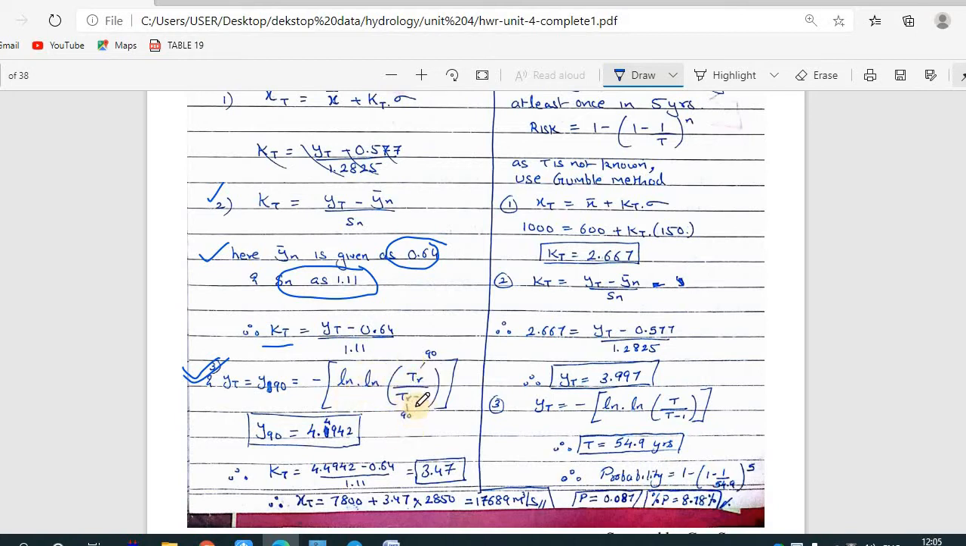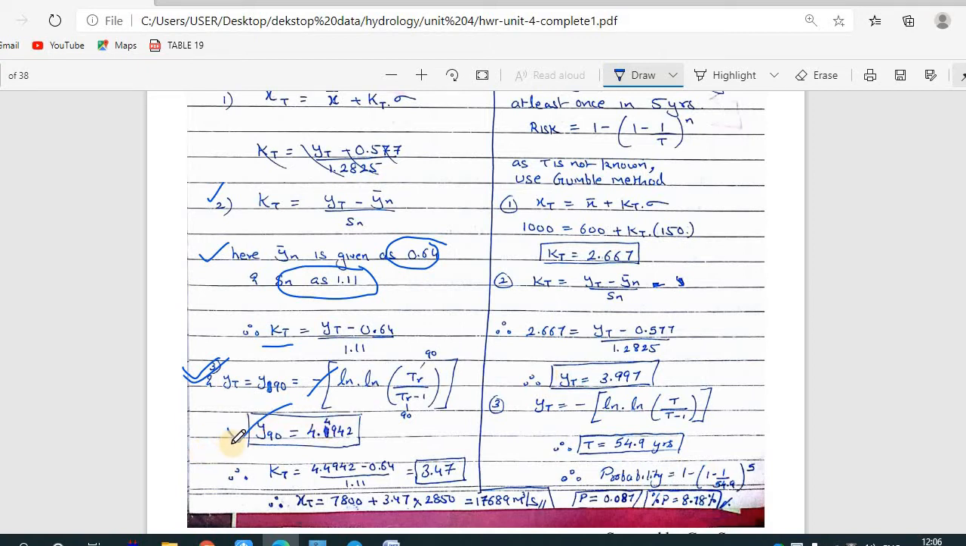Tr divided by what? Tr minus 1. Okay, so this is the equation to calculate what the yt is, or y90. So y90 is coming out to be what? You need to put these values, this equation, in your calculator. You will get the value as 4.4942.